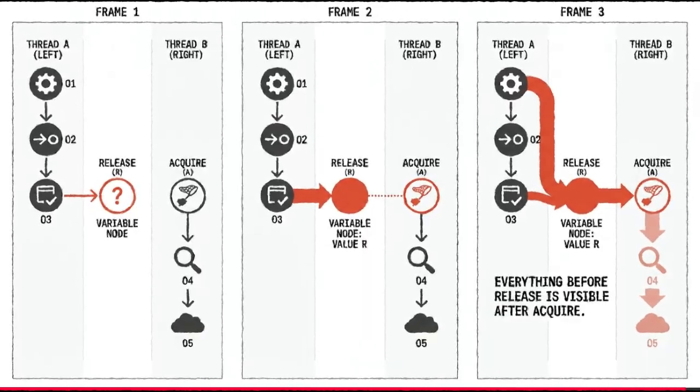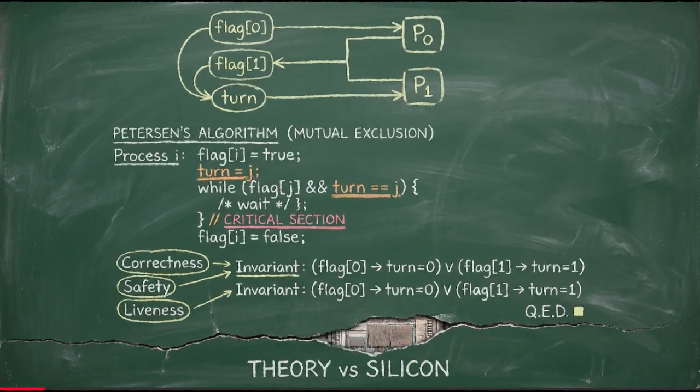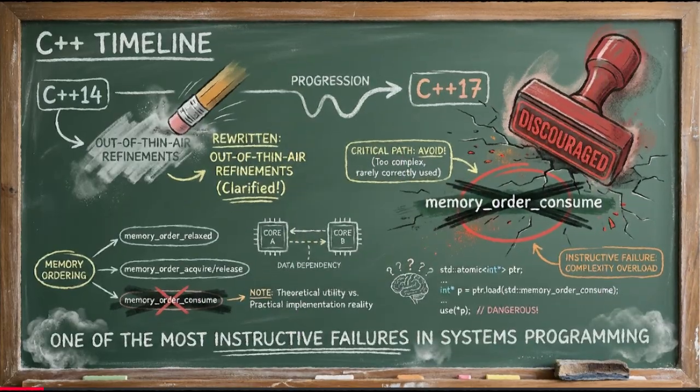That's incredibly powerful. It was so formal that Bartosz Milewski actually used it to mathematically prove the correctness of the Peterson lock algorithm under the new standard. But giving developers this massive theoretical toolkit in C++11 immediately revealed a huge disconnect between academic math and actual silicon, which is exactly what happened during the C++14 and 17 eras. It really did.